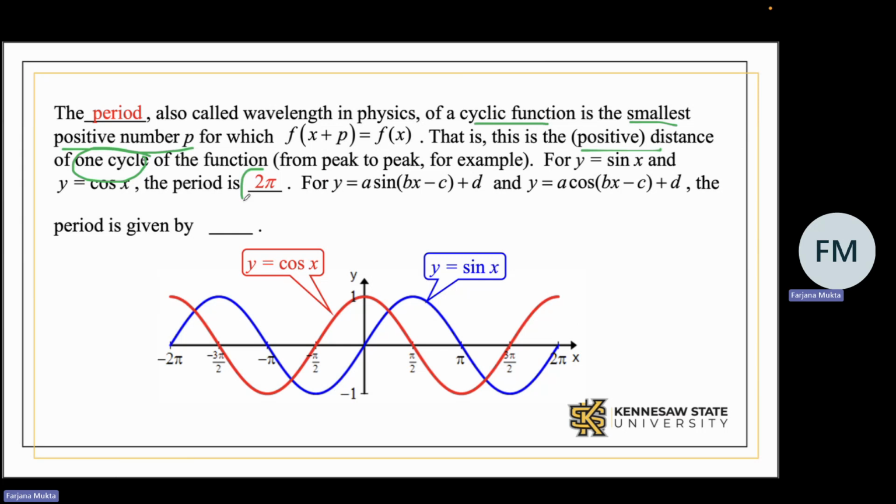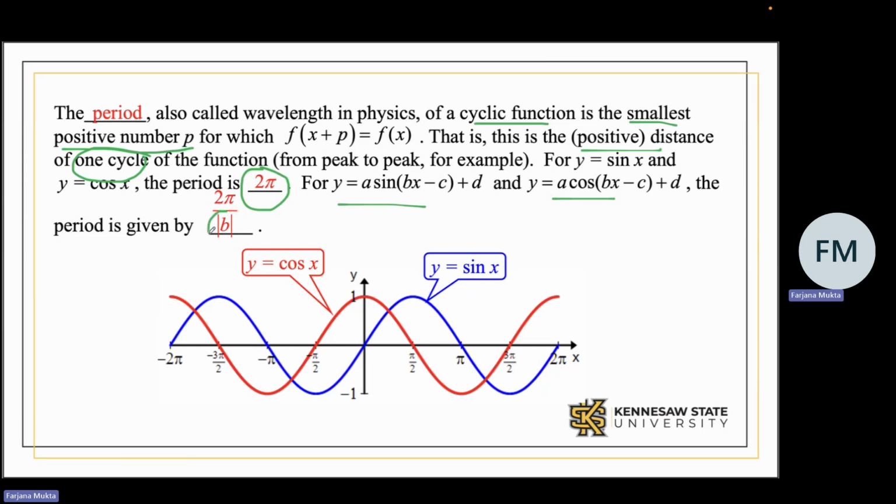Yeah. So one full cycle for sine or cosine is 2 pi. For any transformed function, how do you know what our period is? What is the one positive distance of one full cycle, or the distance from peak to peak, right? How do you calculate that? Since for the parent functions sine x and cosine x the full period is 2 pi, to calculate the period of any transformed function, we calculate 2 pi divided by the absolute value of b.